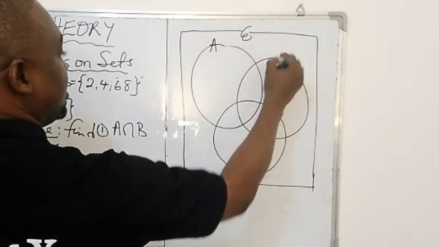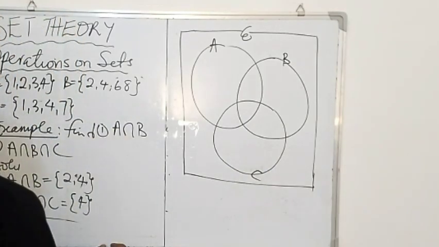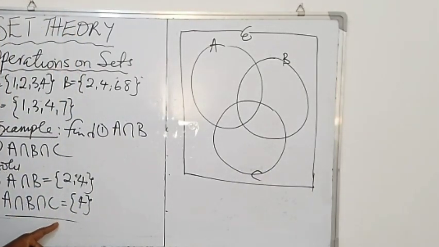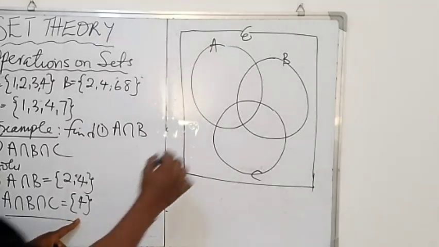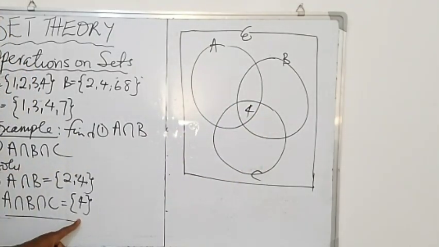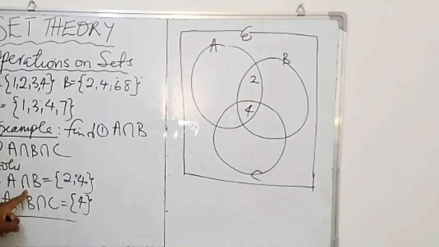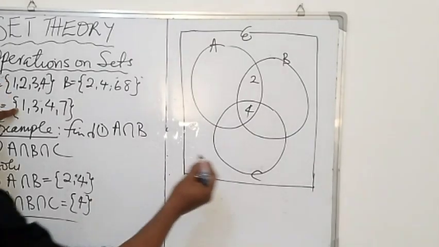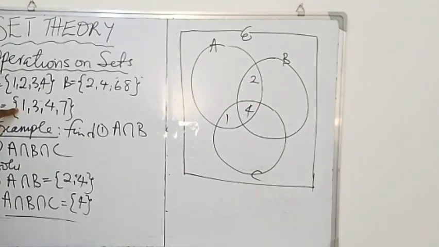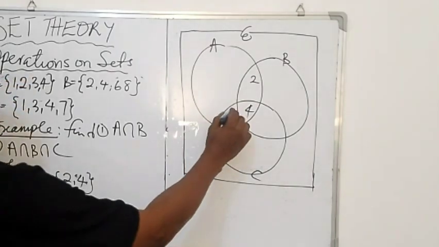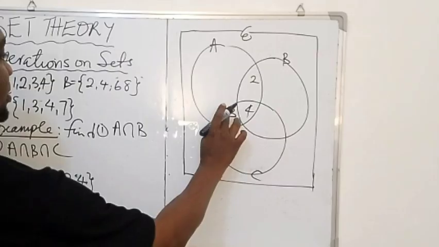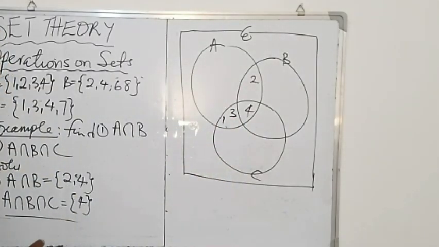We have A, B, and C. So the intersection of the 3 of them is 4. All right. So for A intersection B, what we have is 2 and 4. So there's a 2 here because 2 and 4. Let's look at it now. A intersection C, there's a 1, 1. So there's a 1 here. And there is also a 3. So that's 1 and 3 for A intersection C.